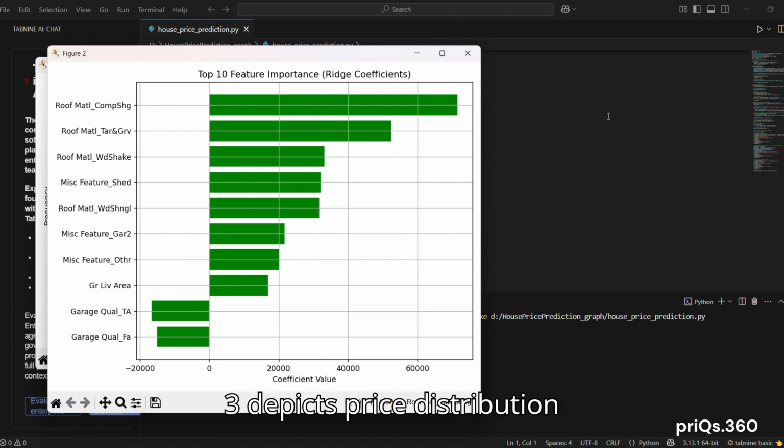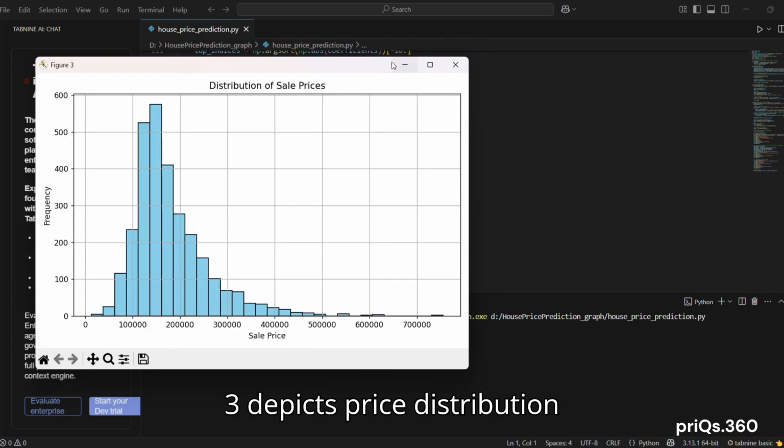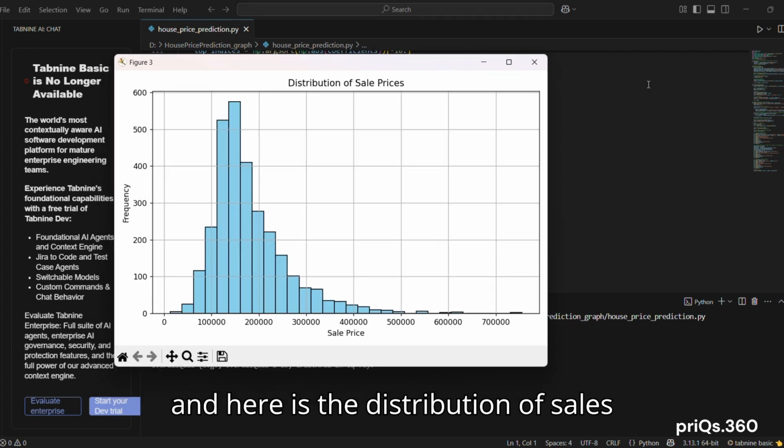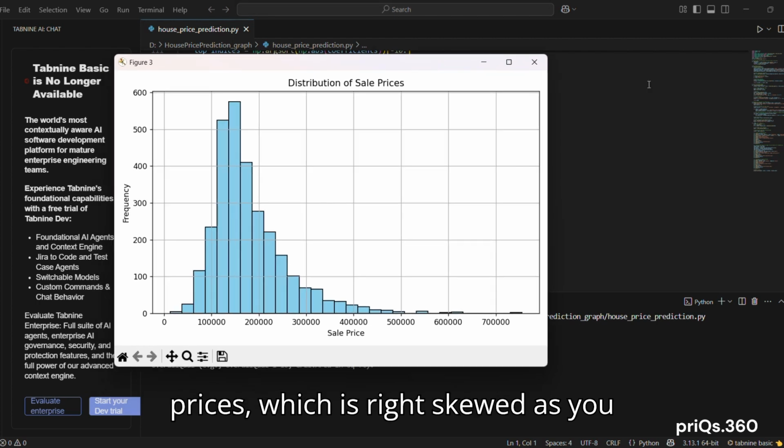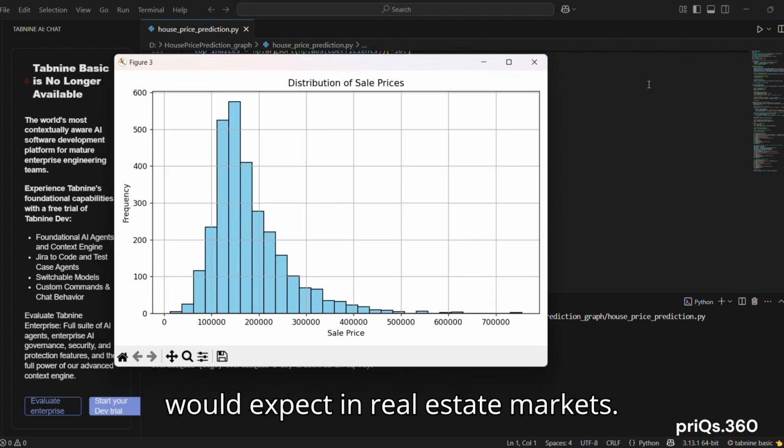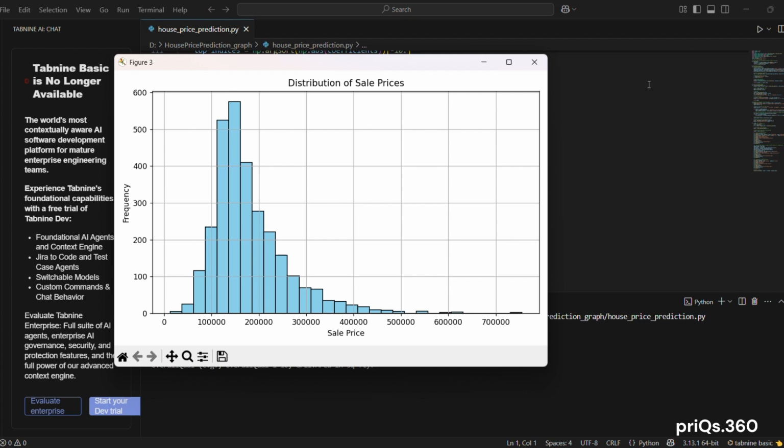And graph 3 depicts price distribution. Here is the distribution of sales prices, which is right skewed, as you'd expect in real estate markets.